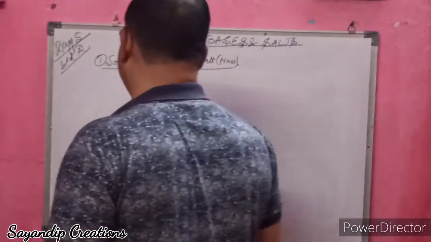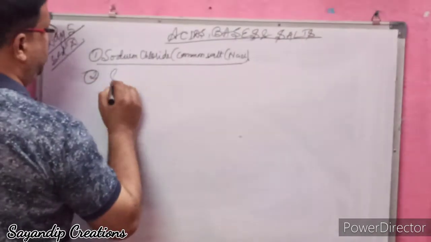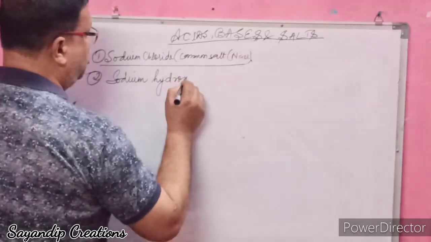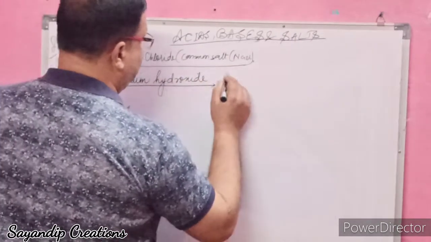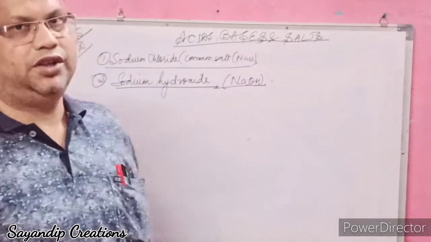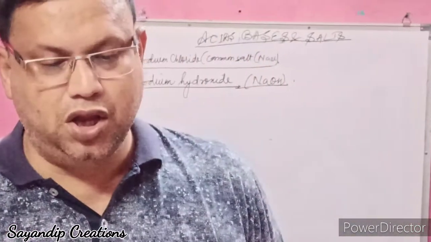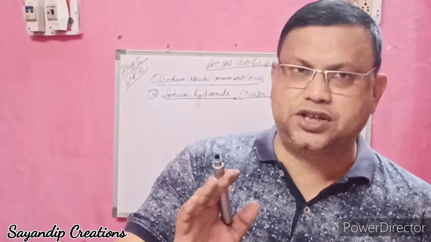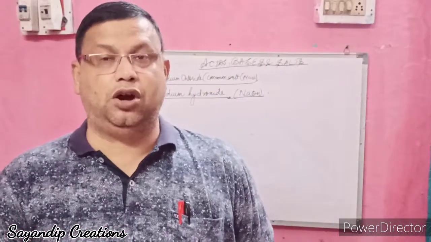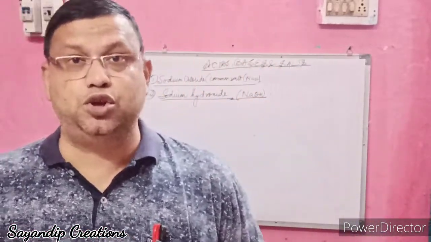Next, which I am going to discuss is caustic soda, sodium hydroxide, NaOH. This is also a major component. How is this sodium hydroxide manufactured? It is manufactured by the process of electrolysis, passing electricity through an aqueous solution of brine. Brine means NaCl plus water.